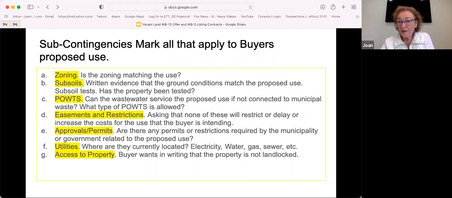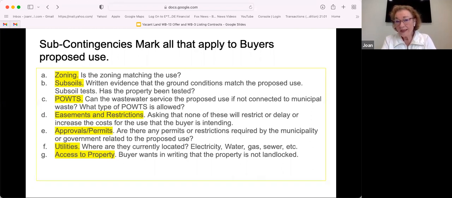Another thing that's very important that your buyer needs to know are easements and restrictions. A lot of times, and this can be in a subdivision as well as raw land, the buyer wants to know if none of these will restrict or delay or increase the cost for the use that the buyer is intending.